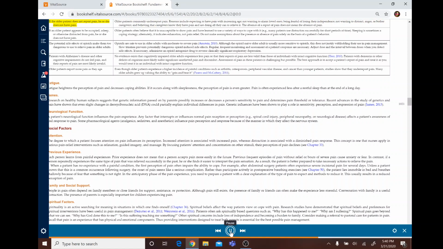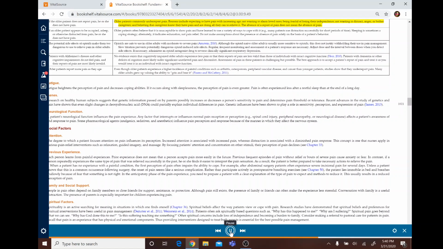Misconception: if the older patient does not report pain, he or she does not have pain. Correction: older patients commonly underreport pain. Reasons include expecting to have pain with increasing age, not wanting to alarm loved ones, being fearful of losing their independence, not wanting to distract, anger, or bother caregivers, and believing that caregivers know they have pain and are doing all they can to relieve it. The absence of a report of pain does not mean the absence of pain.